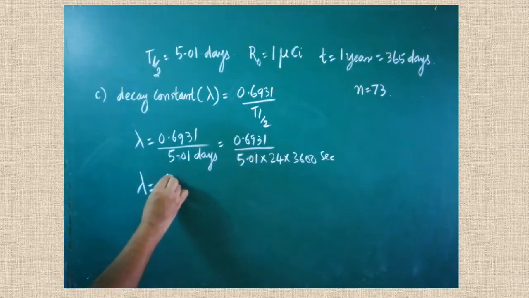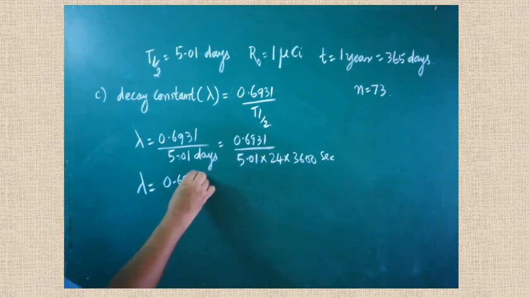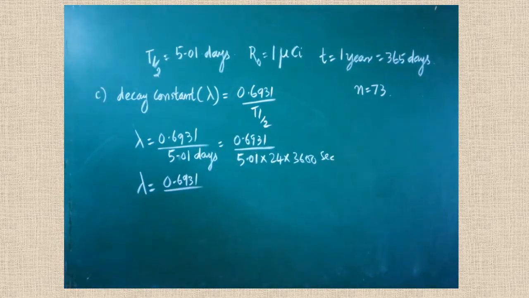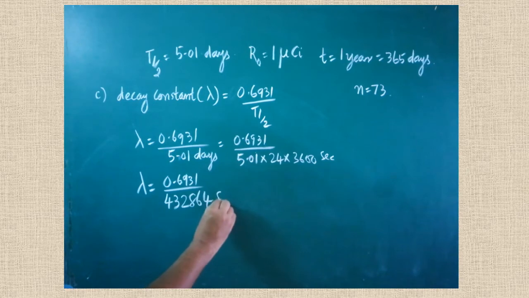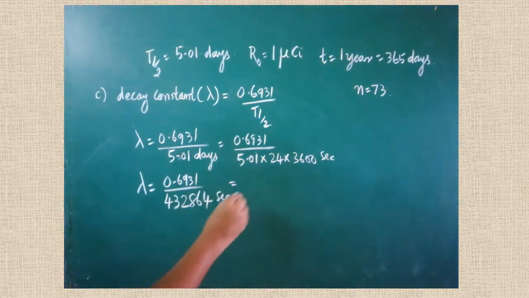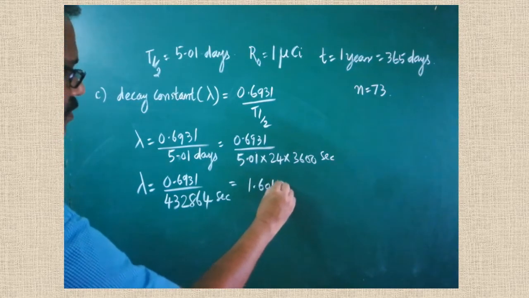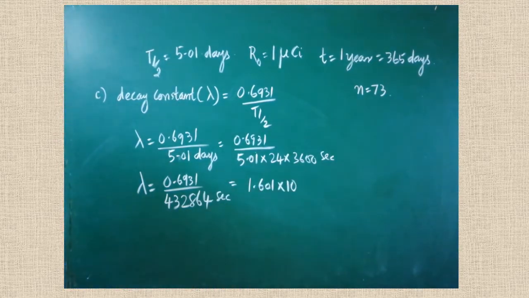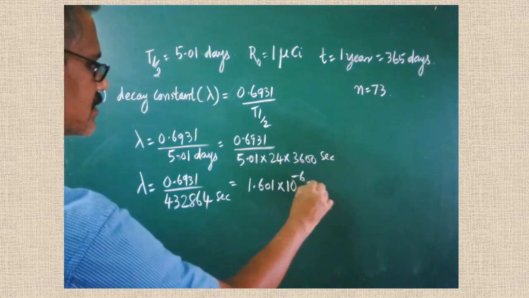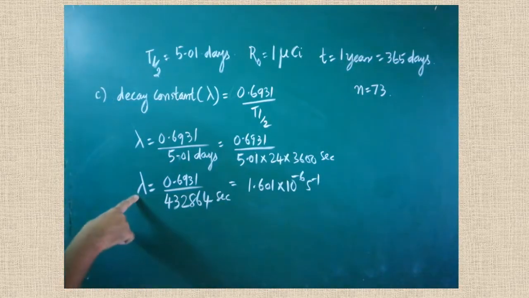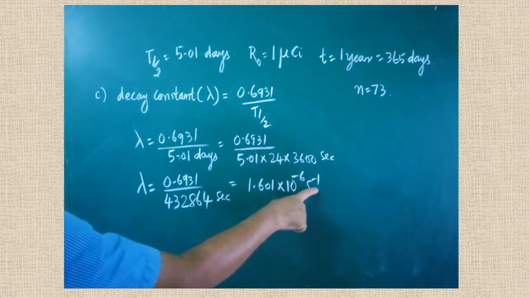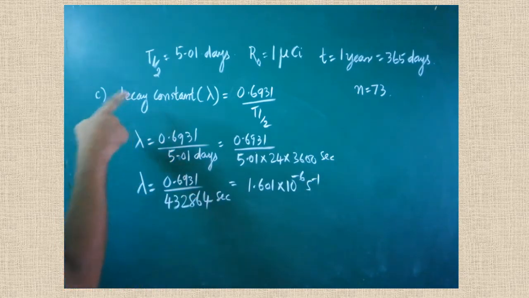Now after simplification, 0.6931 divided by the denominator factor, you will get the answer 432864. Are you clear? This much amount of seconds is there. Now the final answer will be 1.601 times 10 to the power of minus 6 second inverse, lambda. That should be given in terms of inverse of second. So this is the answer of the decay constant. Okay.